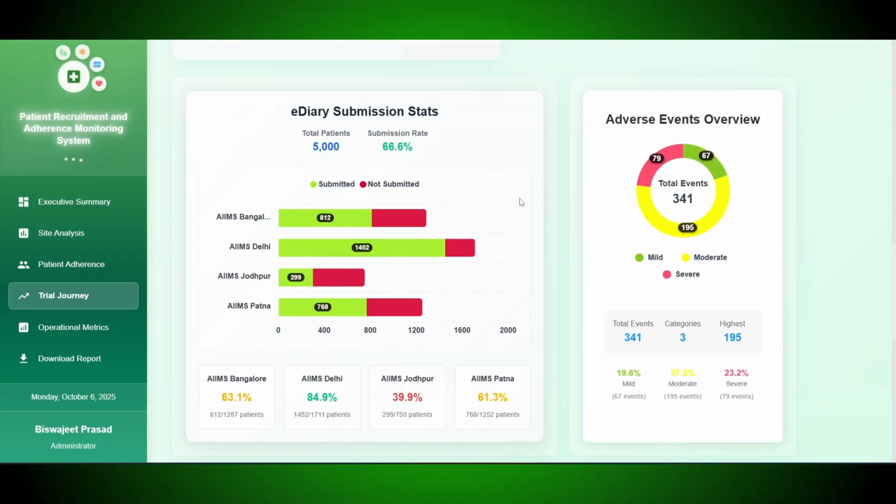Here we have an e-diary submission stats showing how many patients submitted or missed their e-diary across all the sites, and at the bottom we can see the percentage of e-diary submission for each site.